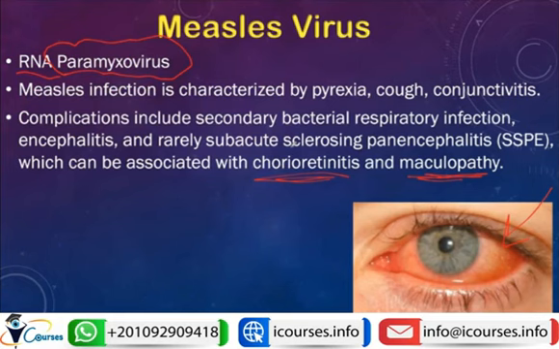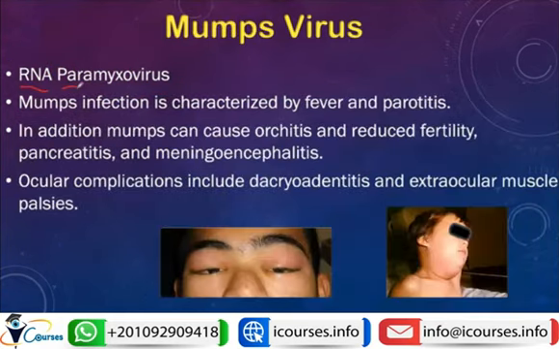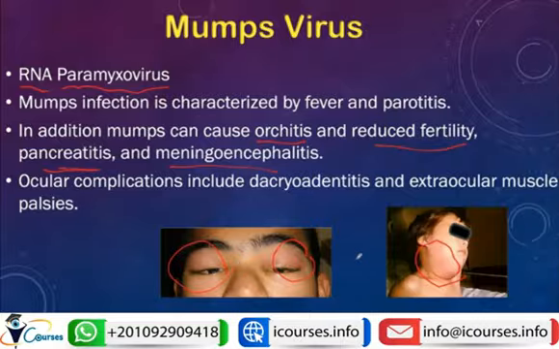The mumps infection again belongs to the RNA paramyxoviruses, and the initial infection will result in fever and parotitis, or enlargement of the parotid gland. It can also cause orchitis, resulting in reduced fertility, and pancreatitis and meningoencephalitis. For the eye, it can produce dacryoadenitis, or inflammation of the lacrimal glands, and paralysis of the extraocular muscles. So this is called the mumps virus.